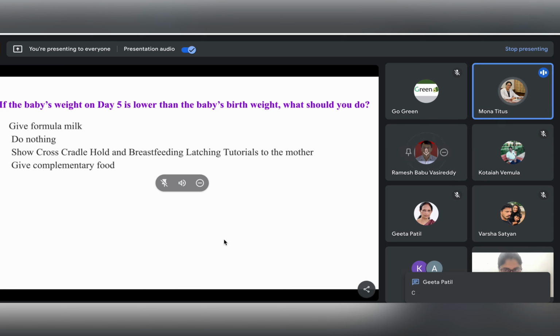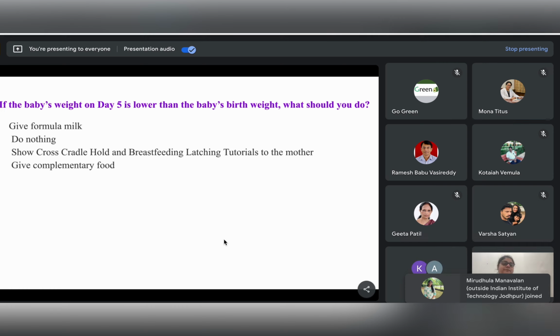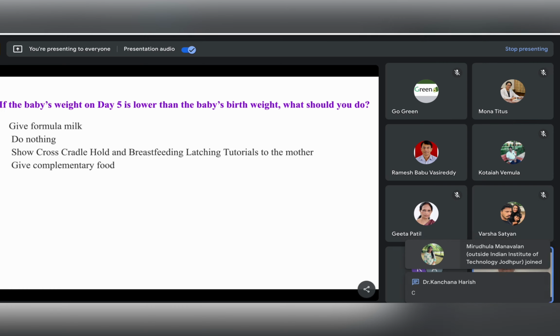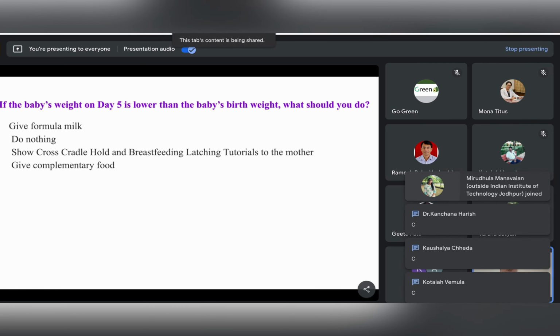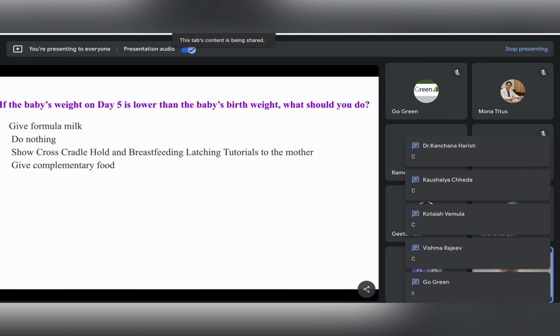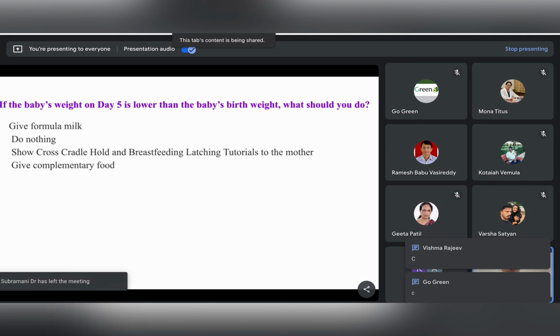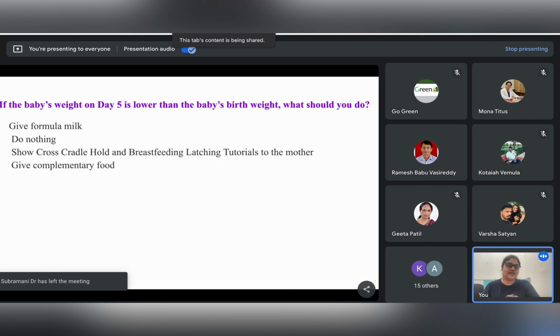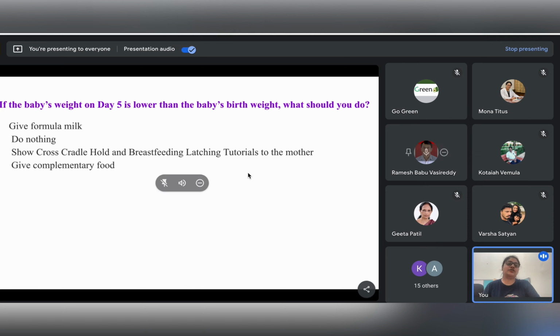Point C. Option C. Right. So if we can just go through the options, the question says the baby is 5 days old. So would you really give a formula milk to a 5-day-old baby? Definitely not. Do nothing is out of the question. Option D, give complementary food. Obviously not, because complementary food will be started after the completion of 6 months.